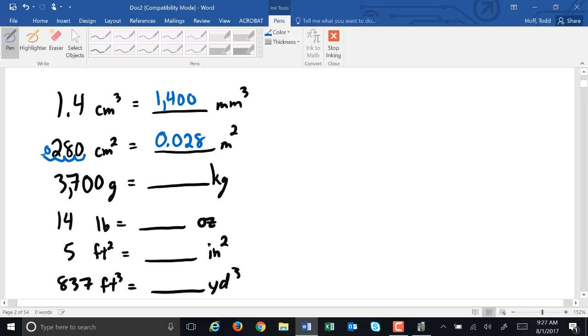3,700 grams to kilograms. What do we get? 3.7. From grams to kilograms is 3 spots to the left on the chart. 14 pounds into ounces. What do you get? 224. Perfect.